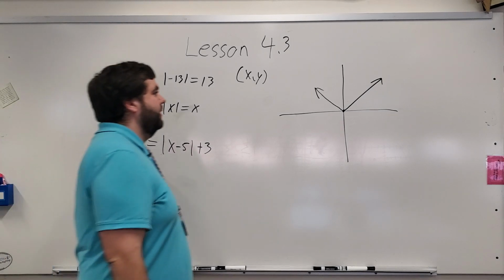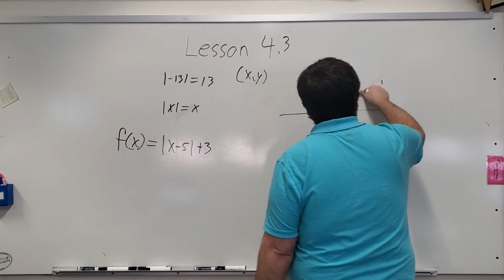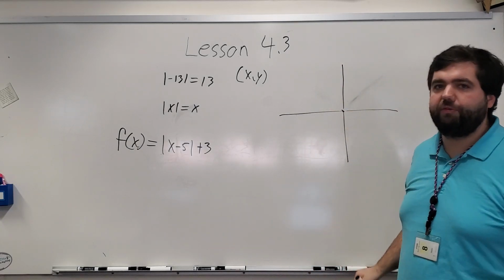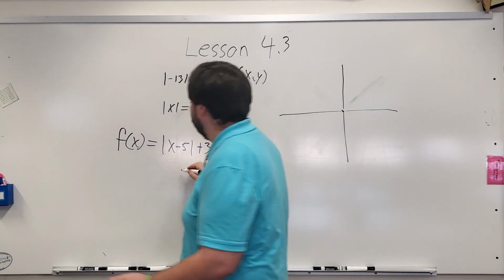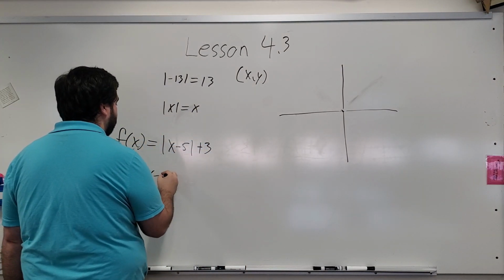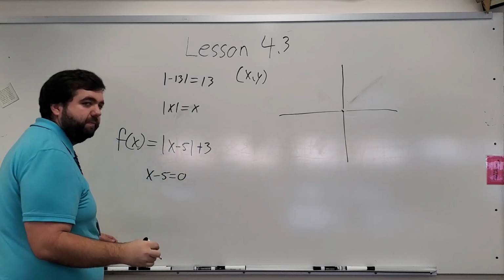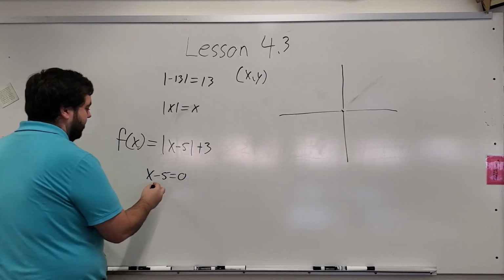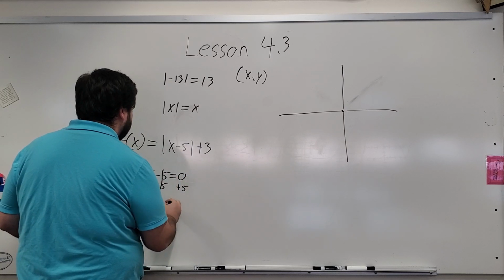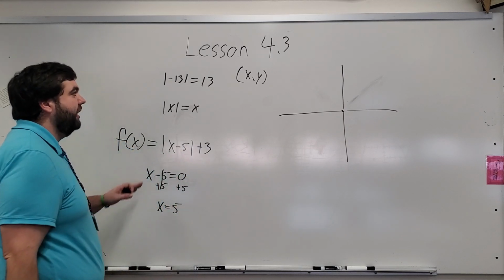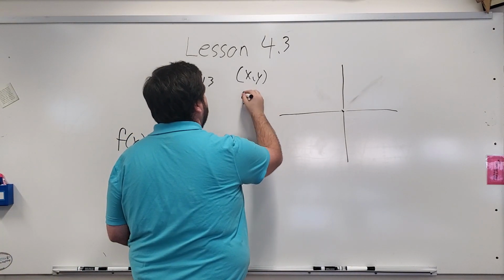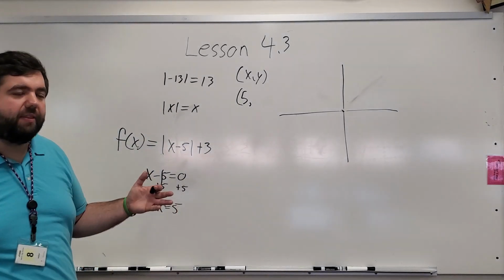If I were to graph that, I would first need to find my x value for my vertex. So I take this stuff in here, and I set it equal to 0. So I have x minus 5 equals 0. Then add 5 to both sides. Those cancel. I'm left with x equals 5. So that is the x value of my vertex. I know it is at 5 comma something. But how do I find that out?